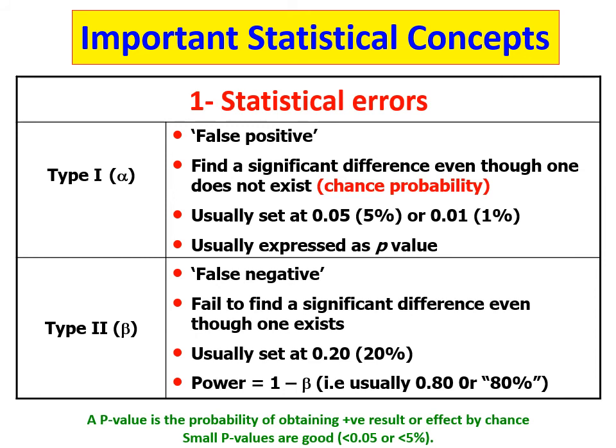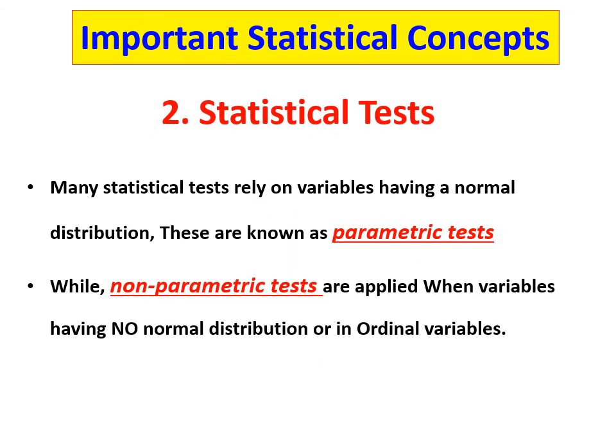Of course we discussed power before in the data show when discussing sample size. You should remember what the meaning of power is, and when we should calculate the power, and so on. The second concept here is the statistical test. We have parametric tests and non-parametric tests, or tests for parametric data and other tests for non-parametric data, which is not normally distributed or in ordinal variables of data.